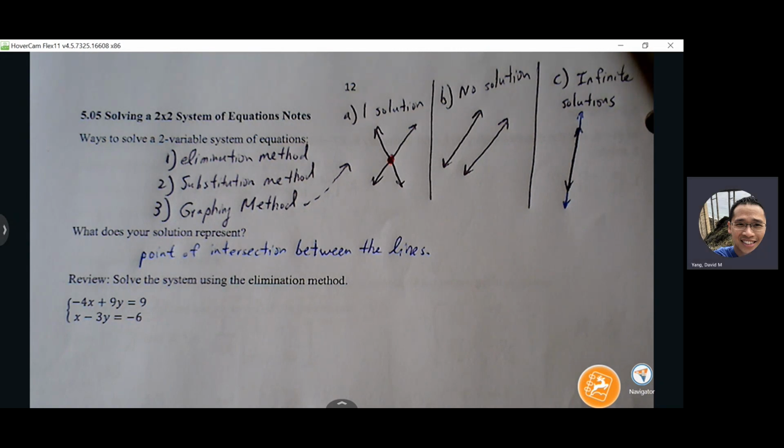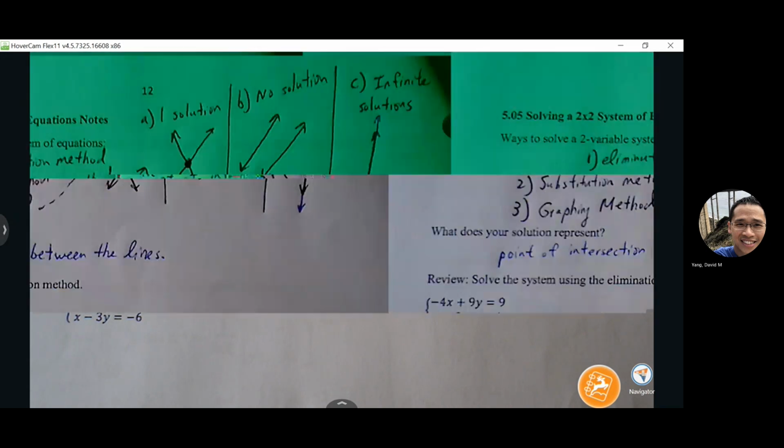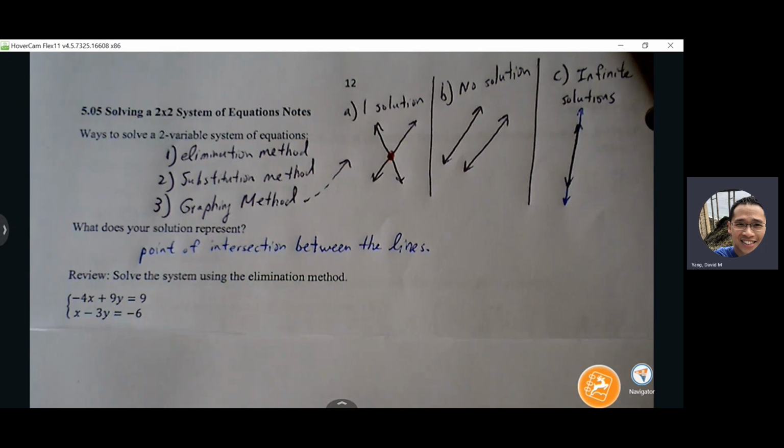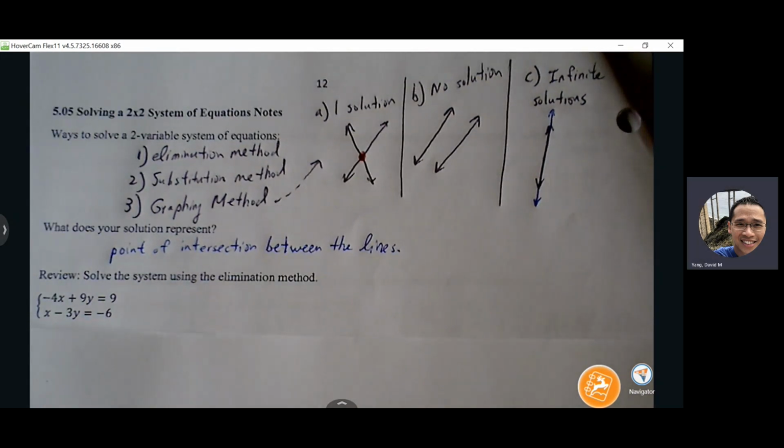So what does our solution represent? The solution is simply the point of intersection between the two lines. If you're dealing with two lines and you're looking for a solution, you're either going to get one solution, no solution, or infinite solutions. Okay, so let's do a review problem here. Solve the system using the elimination method. Let's practice that skill.